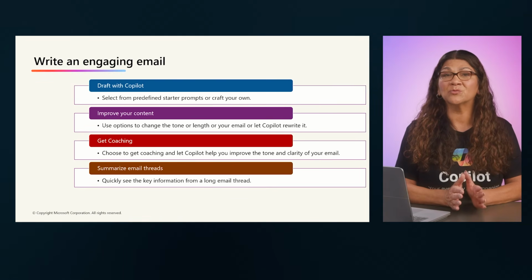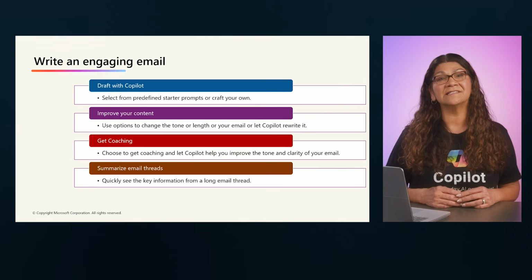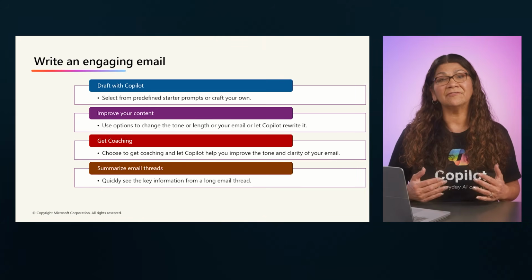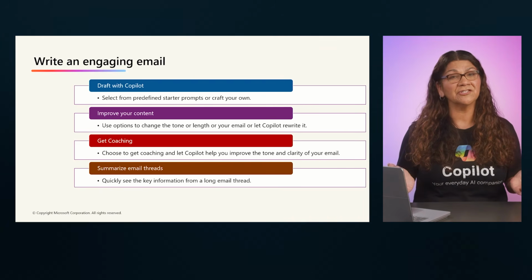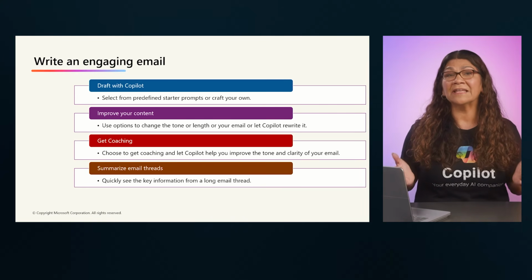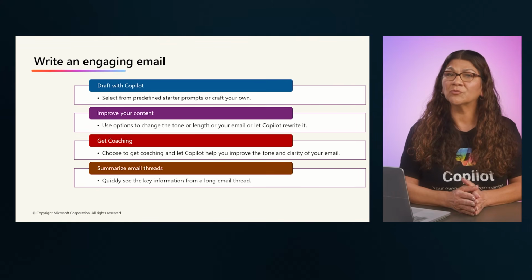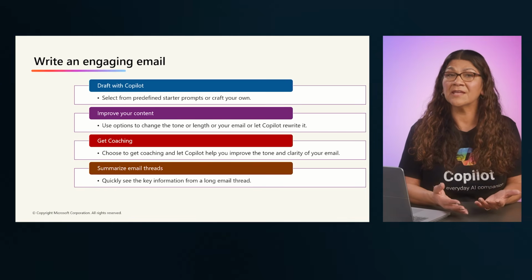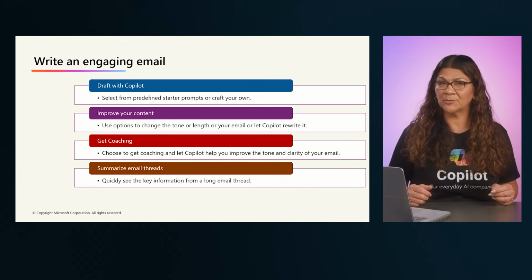Copilot in Outlook makes writing and managing email faster and more effective by acting as a smart writing partner throughout the entire process. You can draft engaging emails using Copilot starter prompts or your own instructions, and then easily refine the message by adjusting tone, length, or sentiment with a single click. Copilot also offers writing coaching to help you improve clarity, professionalism, and impact, making it especially valuable for anyone handling a high volume of daily communication.